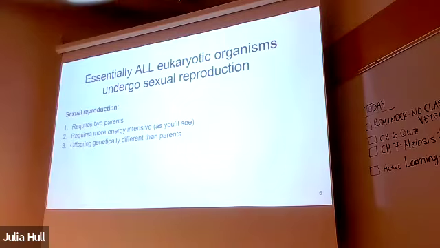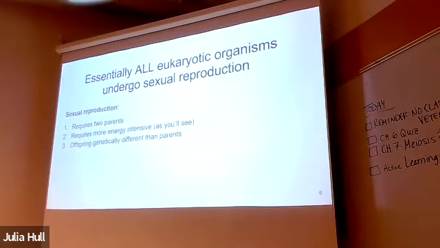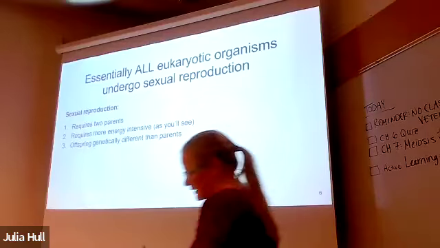The number one rule in biology is there's always an exception to the rule. The rule is that all eukaryotes undergo sexual reproduction. So sexual reproduction requires two parents, right? You need a sperm and an egg. It requires a lot more energy.